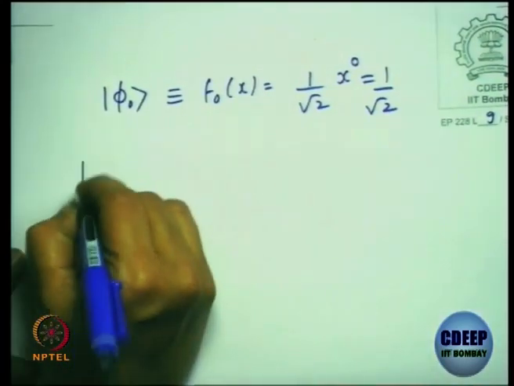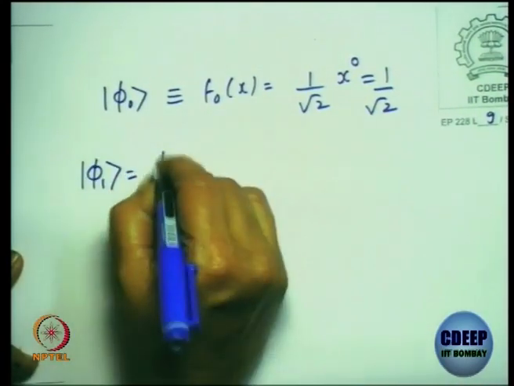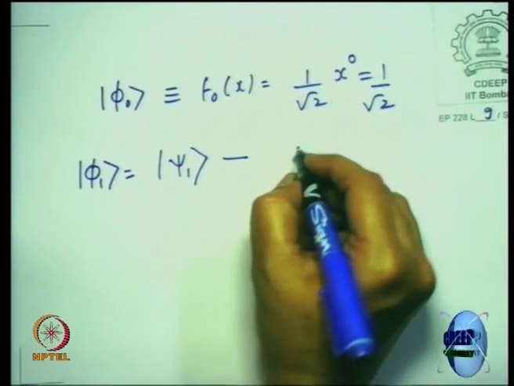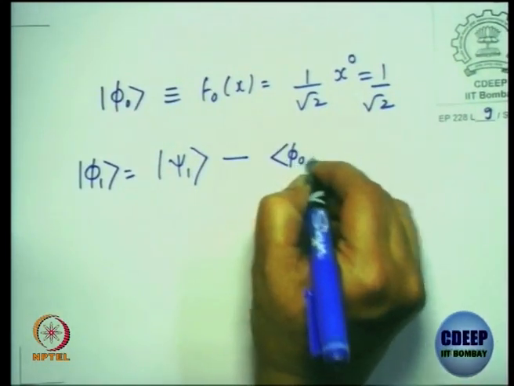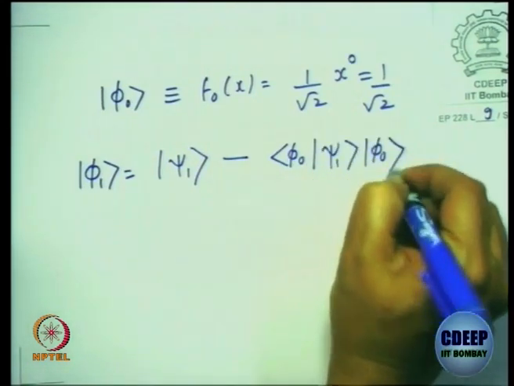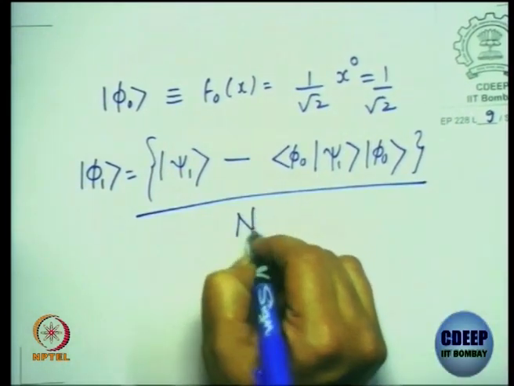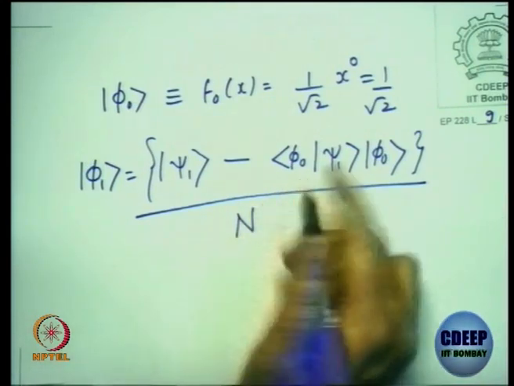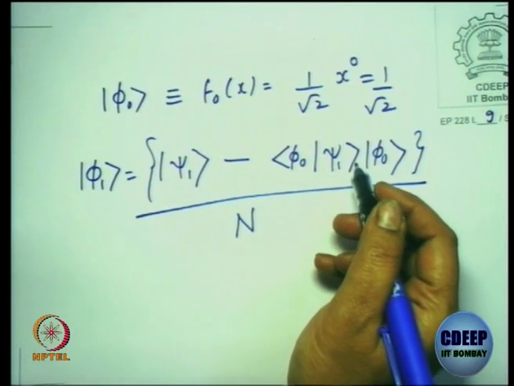If I want to find out what is phi 1, I will start with psi 1 minus, right? You take psi 1 with phi naught, and then whatever is the numerator, you have to put that inner product and use that as a normalization. This is what you would have done in a finite countable vector space. Now we need to write what is this inner product.